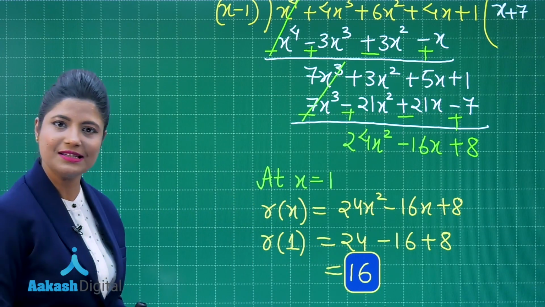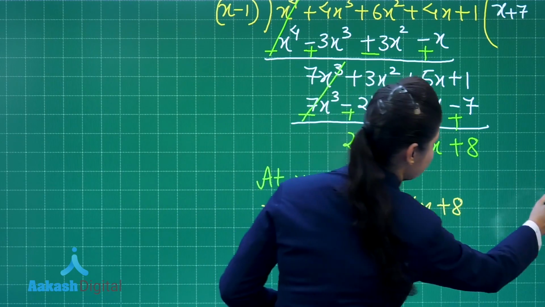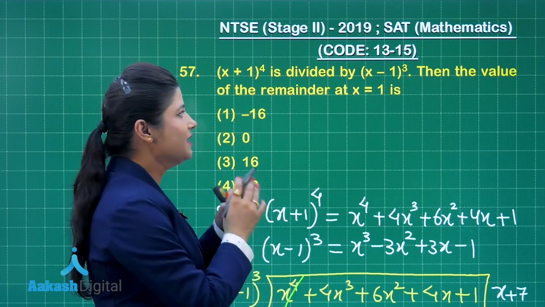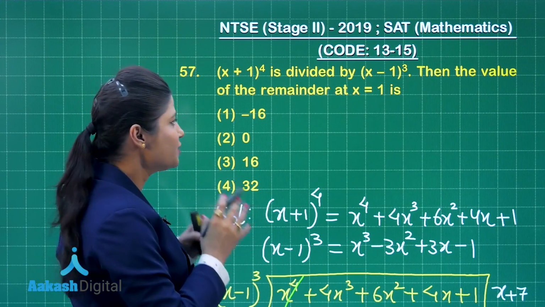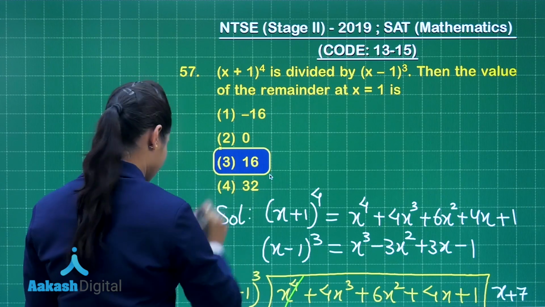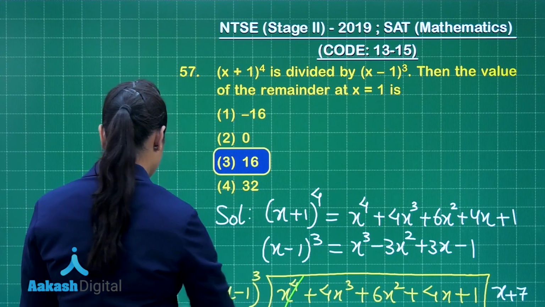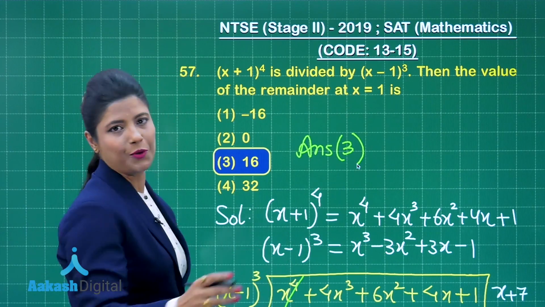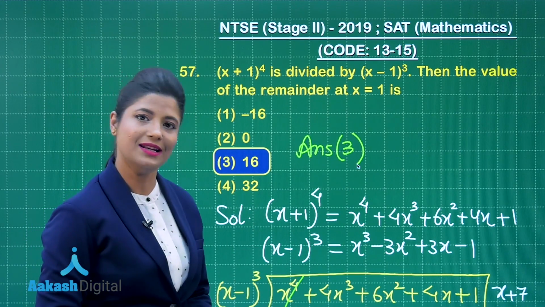I hope this question is clear to you. Let's get back to the options provided to us. Out of these 4 options, you can clearly see the remainder of this division at x equal to 1 is found in option number 3, that is 16. So, here I can definitely mark the answer for this question as option 3. I hope it is clear to you. Now, let's proceed to our next question.